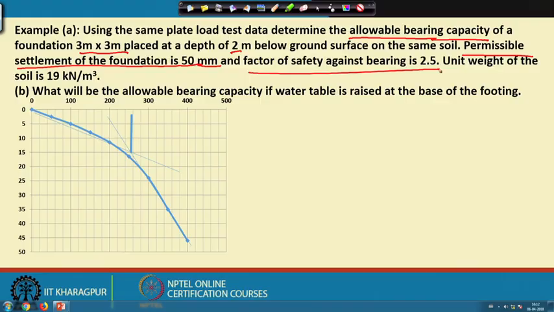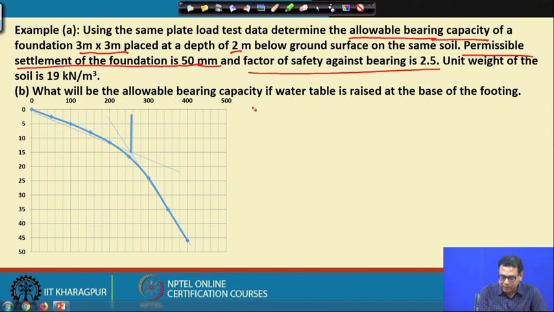As there are two criteria, the first criterion will check the bearing capacity and the second criterion will check the settlement. So, one is the bearing capacity criterion and one is the settlement criterion. We have a permissible settlement, so we are using both criteria, and then we will find what would be the allowable bearing capacity. Okay. So, first let me do the first criterion, the bearing capacity.